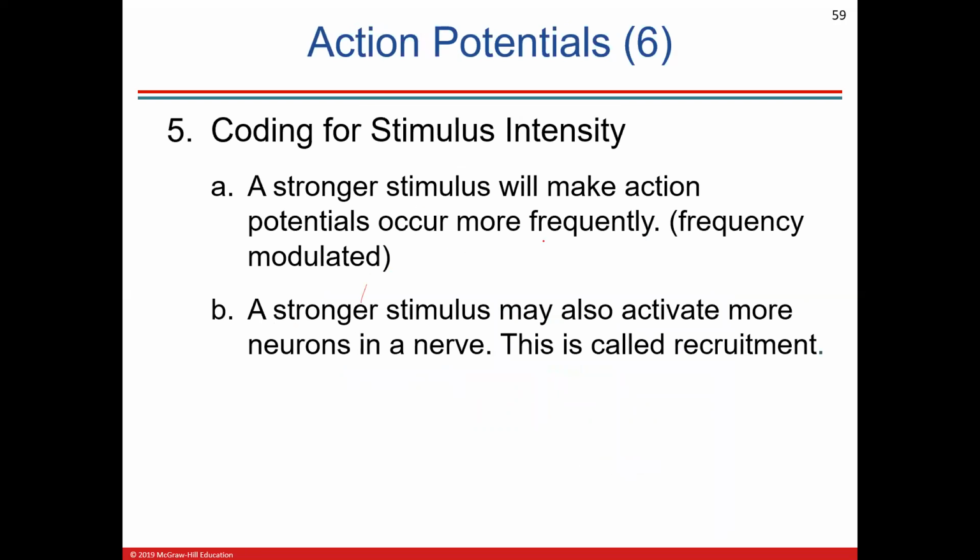Again, you can get more frequent action potentials, but they're still separate action potentials, right? And again, a stronger stimulus may recruit other neurons within a circuit or a pathway. But all we've been looking at is one neuron stimulating another neuron, and technically it's the same if one neuron stimulates a muscle cell. So now we're talking about multiple neurons within a nerve or within a pathway, like a tract.